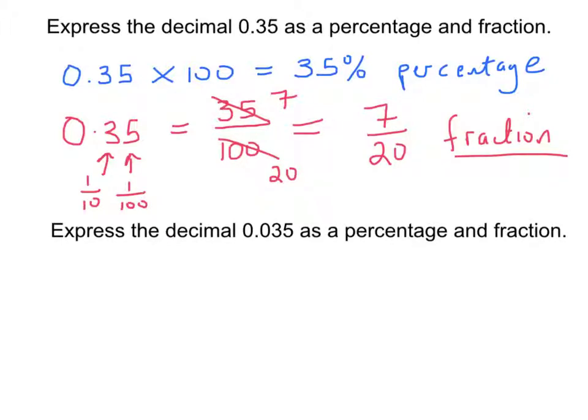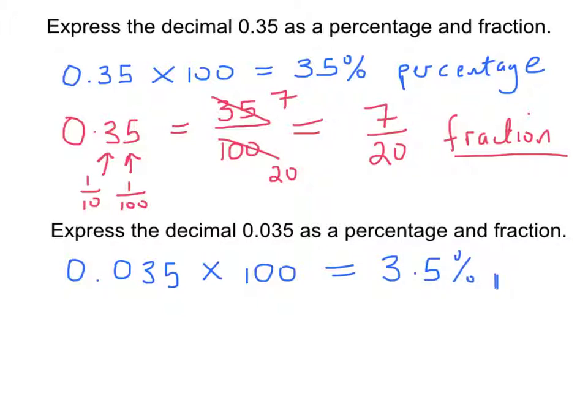Let's try one more of these. You're asked to express the decimal 0.035 as a percentage and as a fraction. So here we've got 0.035 as a decimal. To convert it to a percentage, I multiply it by 100, and I'll find that it's 3.5%. So that's my percentage answer.